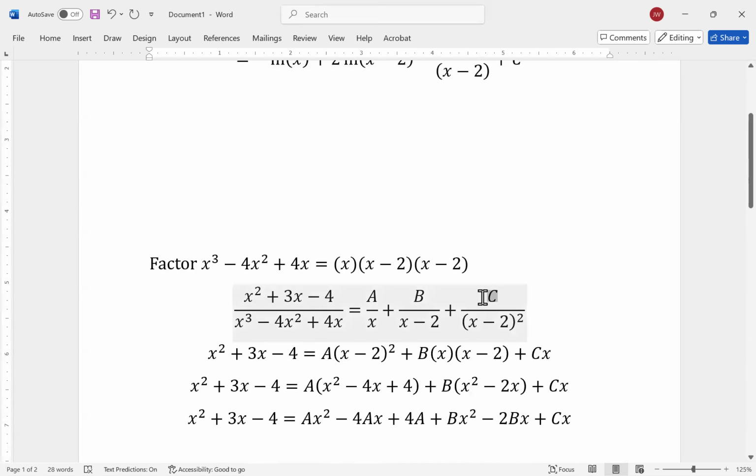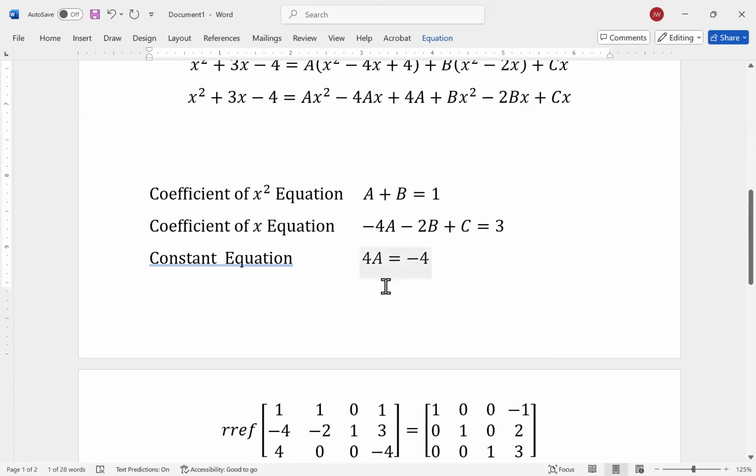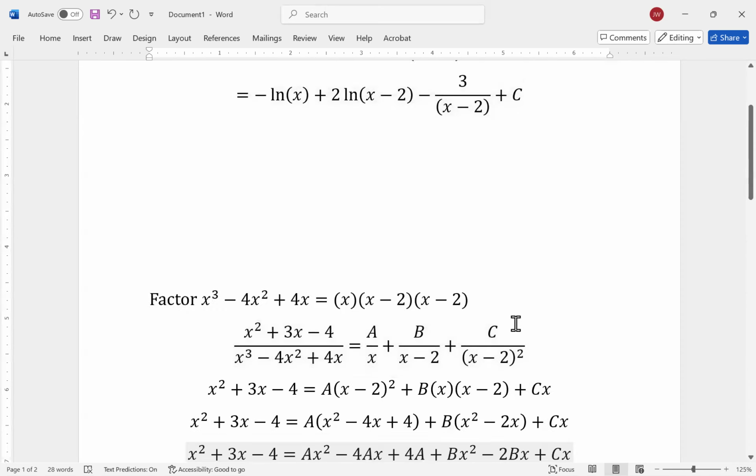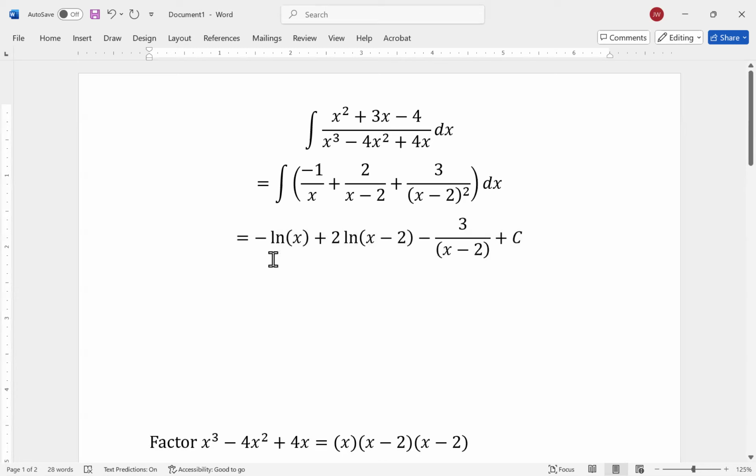Again, that plus C is different than this C. This C was the number I was looking for, but this C is just some arbitrary constant of C. If that throws you off, use a different letter down here. But that's the final answer. So the final answer is negative natural log of X plus 2 times the natural log of X minus 2 minus 3 over X minus 2 plus a constant.